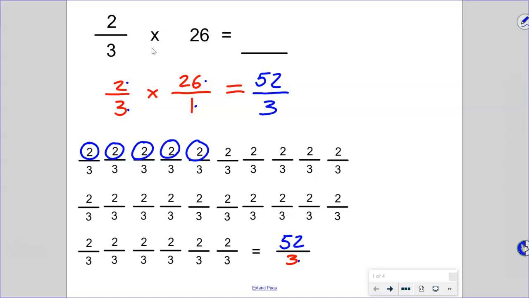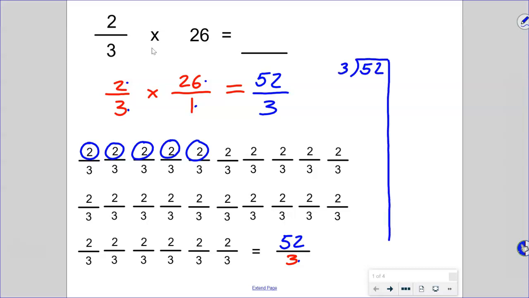Now we know that's improper because we know that 3/3 is 1 whole, and that 52 thirds is way more than that. And so now I'm going to go ahead and use division to find out what exactly 52 thirds actually is.